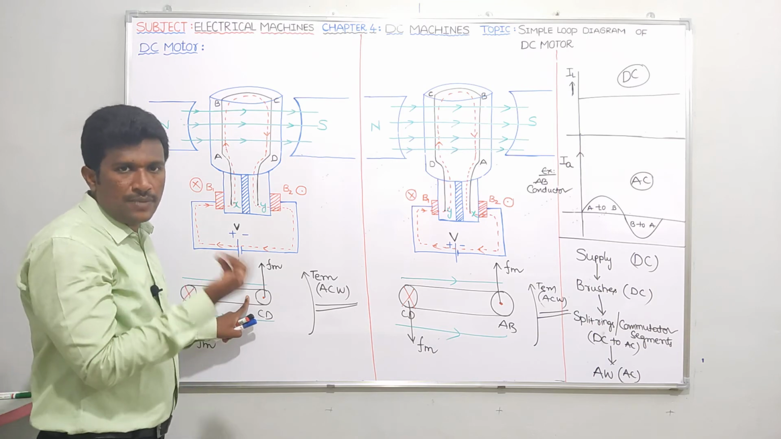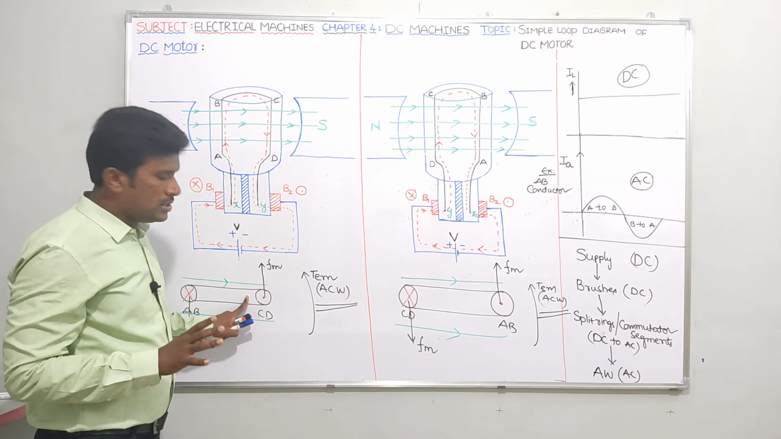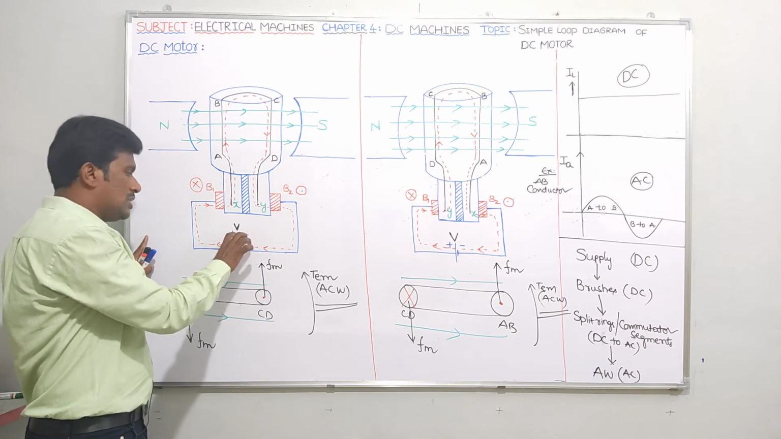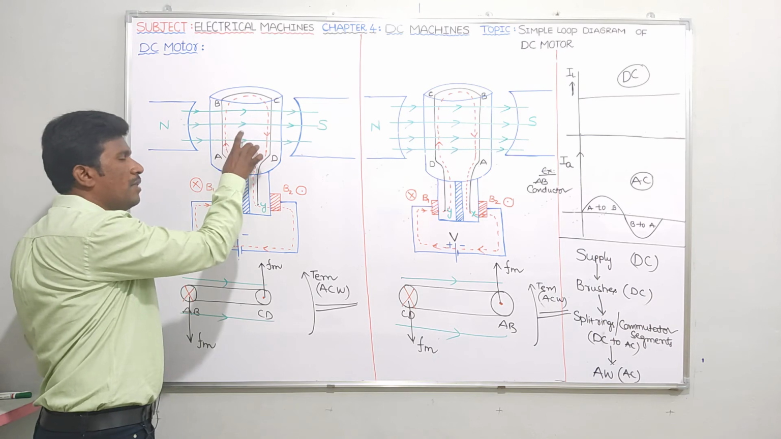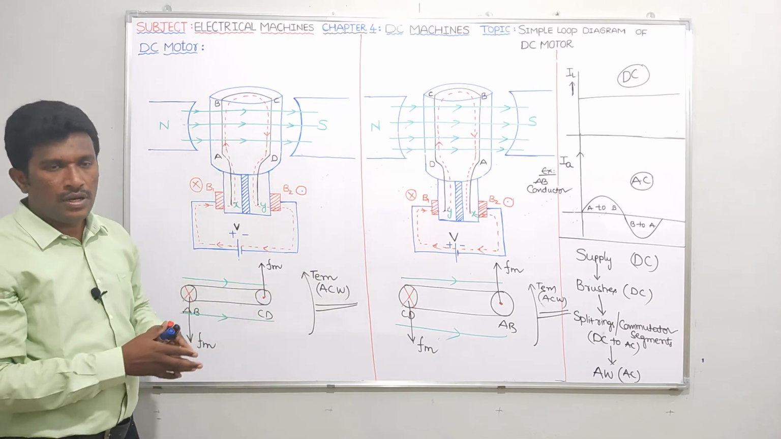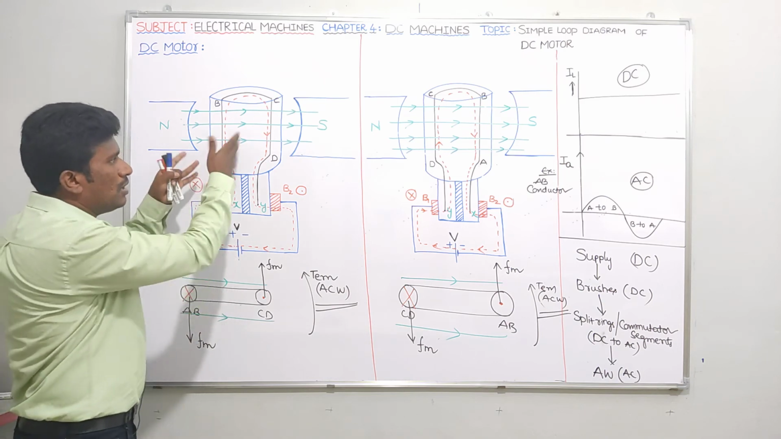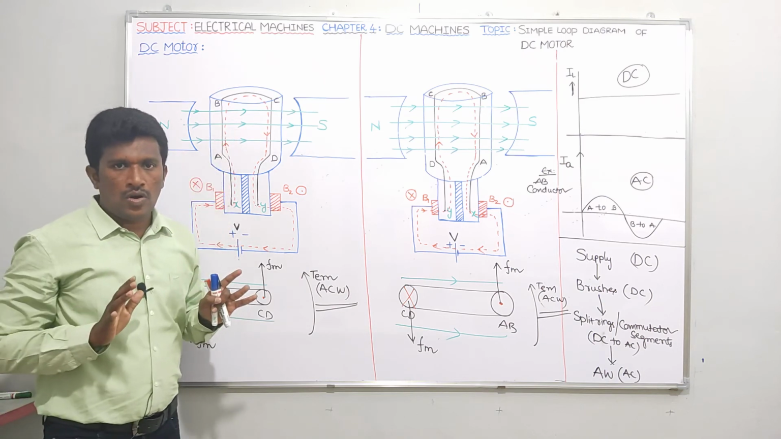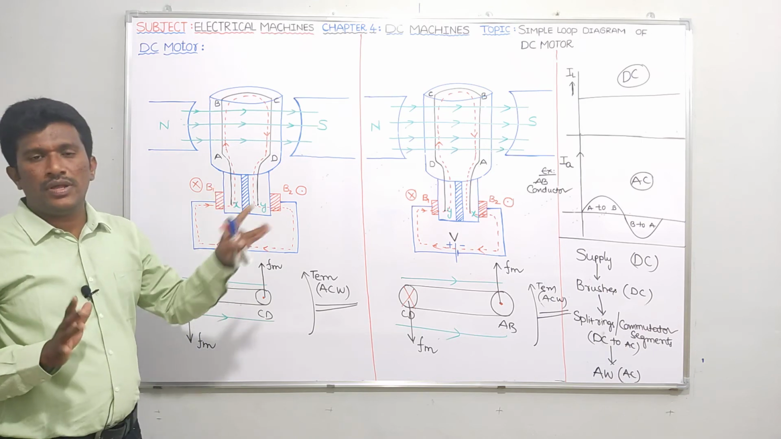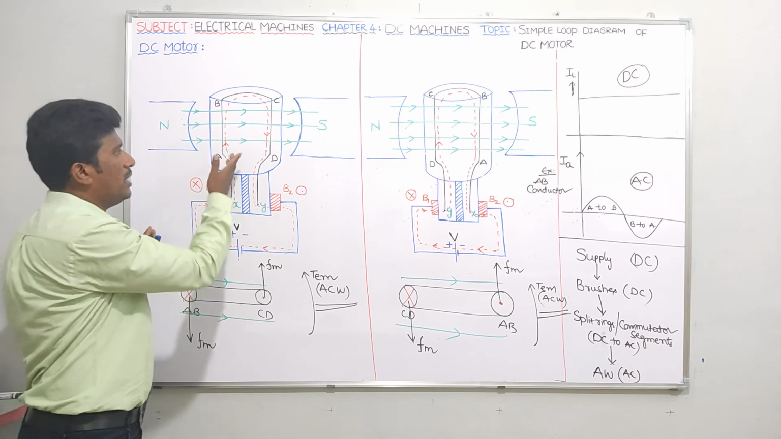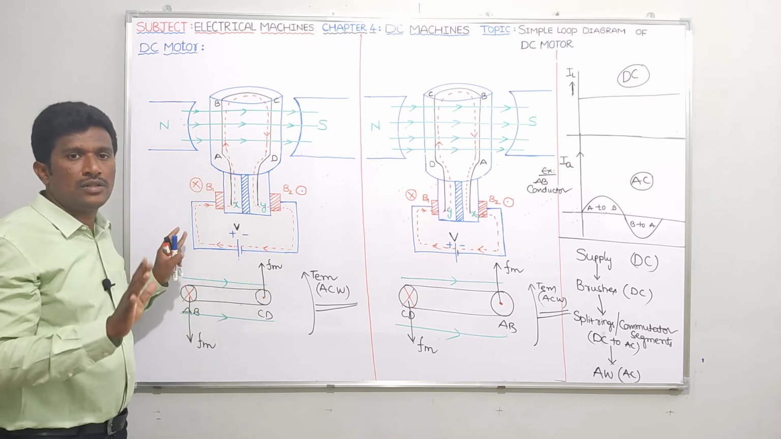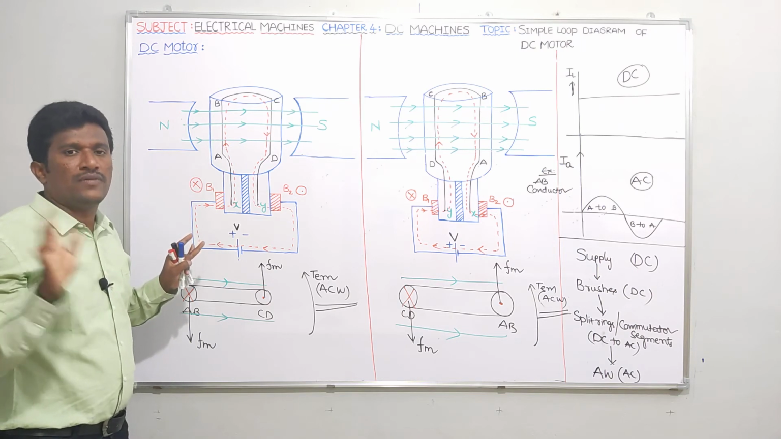Suppose instead of AC supply, let us assume that we give DC supply to the motor. This DC supply is converted into AC supply by using commutation. By using the commutator, it converts DC to AC, and AC is given to the armature winding. Suppose commutation action fails. That means DC supply is not converted into AC supply. That means the current entering the armature winding is now DC. Now tell me what will happen.